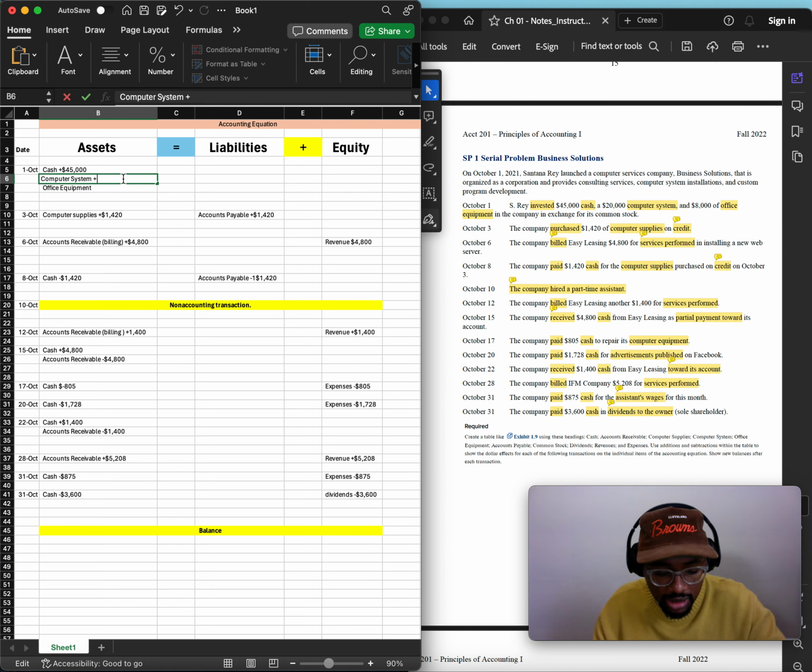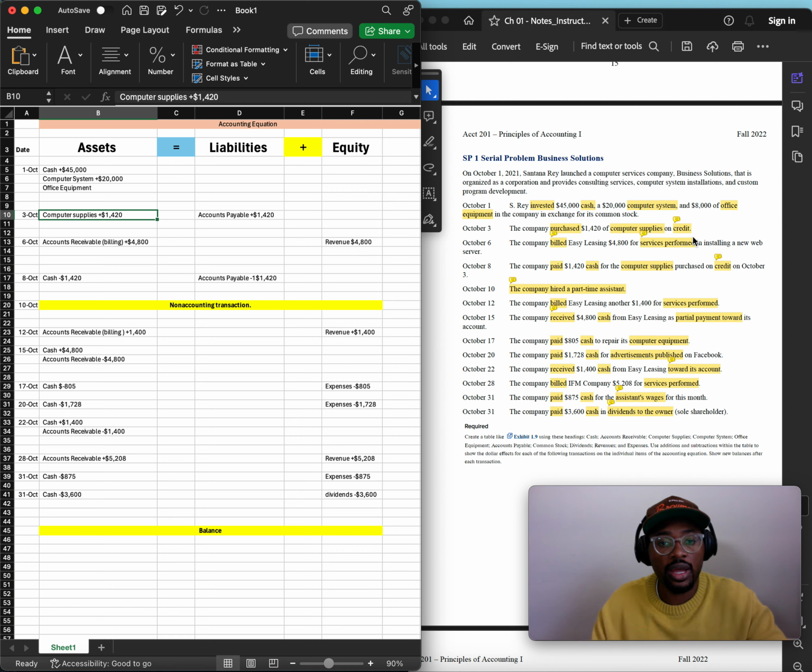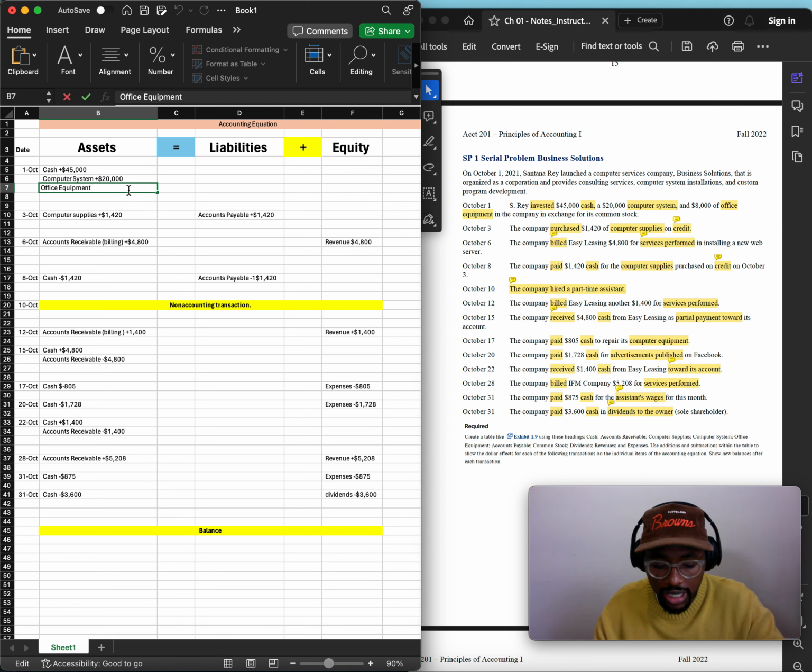So, we put plus $20,000. And then last but not least, office equipment, that's going to go up as well. We're going to do that. Okay, we're going to increase. So we put plus $8,000, right? So now what we do on one side, we have to do to the other.